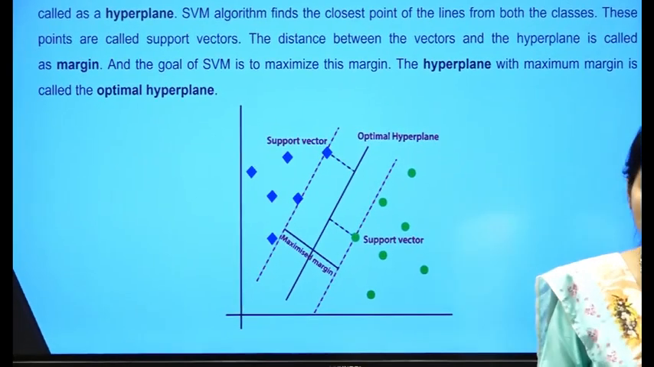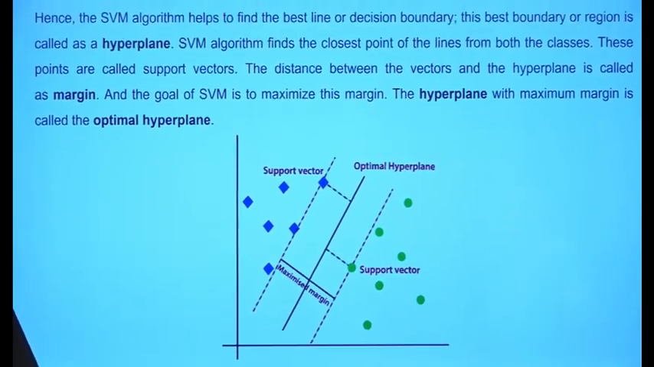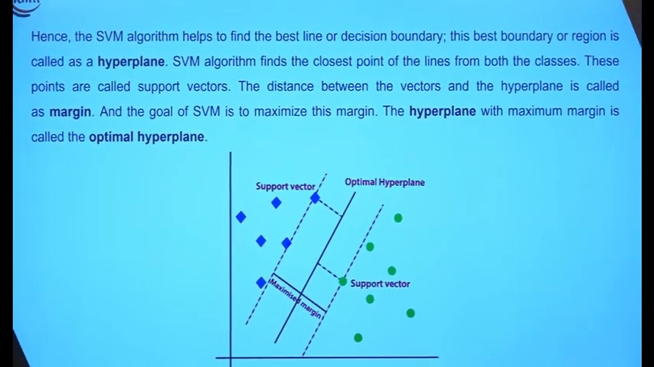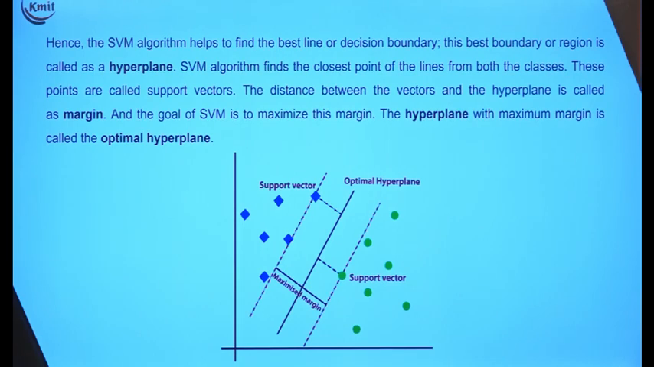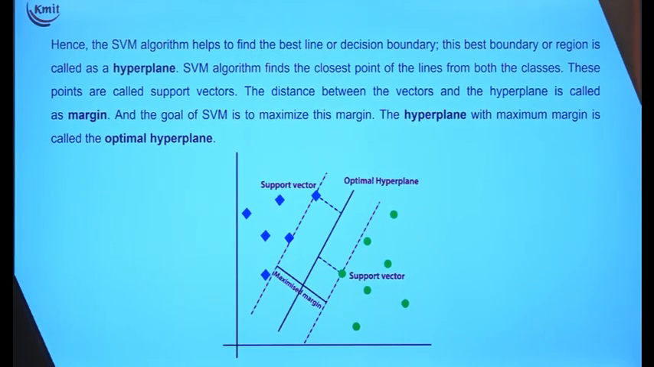Now first, what we do in SVM is find the closest points of the lines from both the classes, that is green circle and blue circle. These points are called support vectors, and after we find them, we calculate the distance between the vectors and the hyperplane, which is called the margin. As you can see, maximized margin. We will find the distance between what? The support vector and the hyperplane.